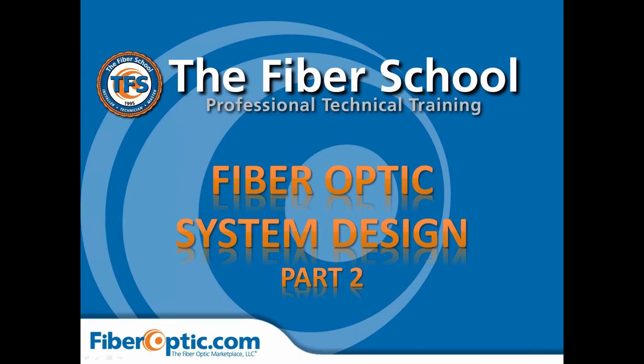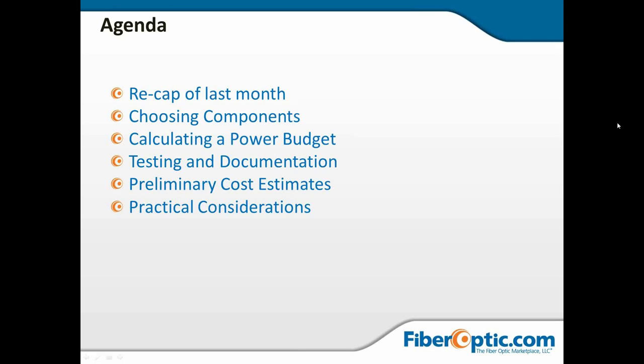Anyway, today we're going to finish up our conversation we started last month about fiber optic system design. We're going to talk this month about a brief recap from last month, choosing components, calculating a power budget, testing and documentation, preliminary cost estimates, and then we're going to wrap up with some practical considerations.